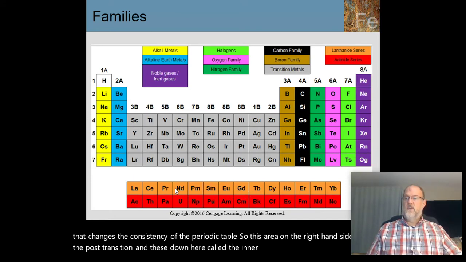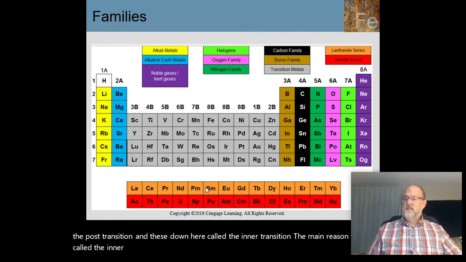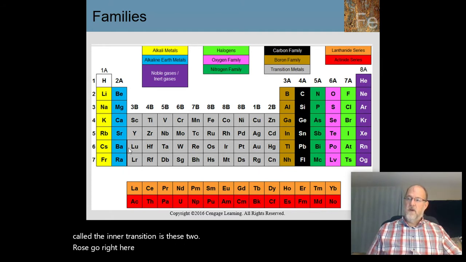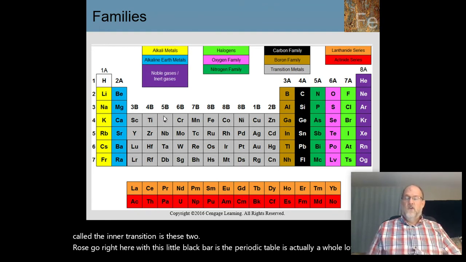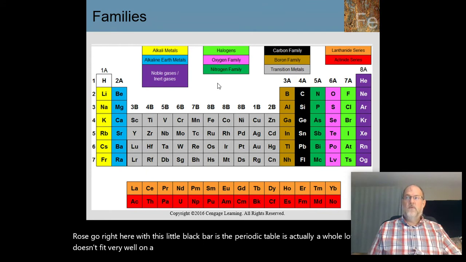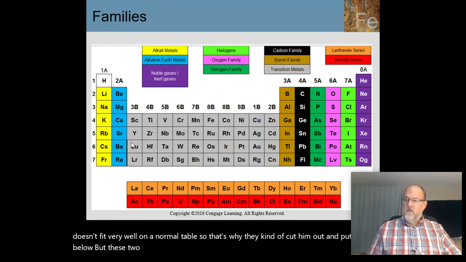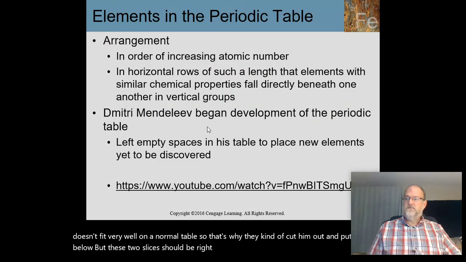The main reason they're called the inner transition is that these two rows go right here where this little black bar is. The periodic table is actually a whole lot wider. It doesn't fit very well on a normal table, so that's why they cut them out and put them down below. But these two slices should be right there where that black line is.